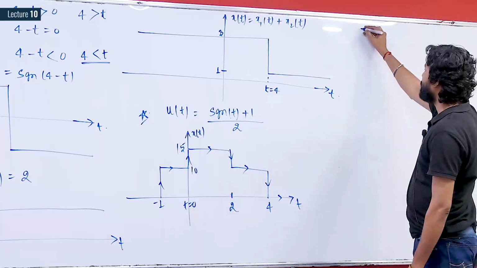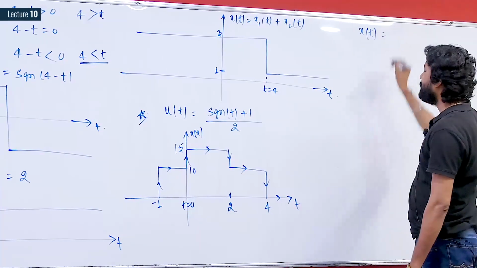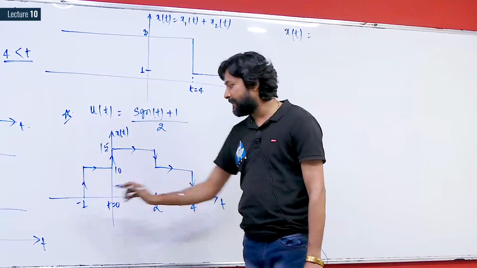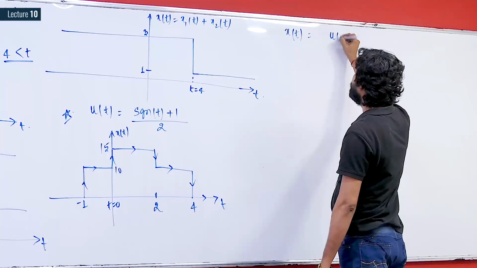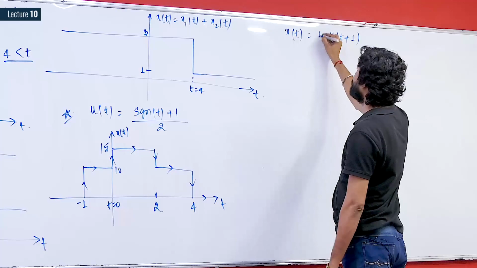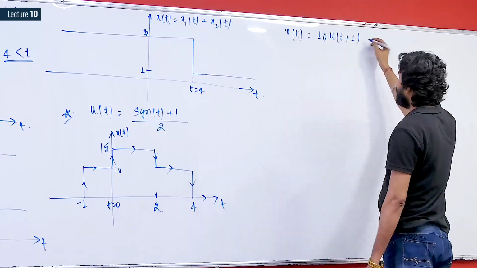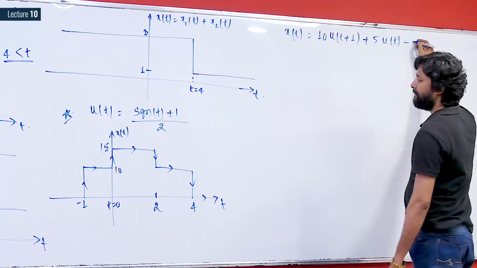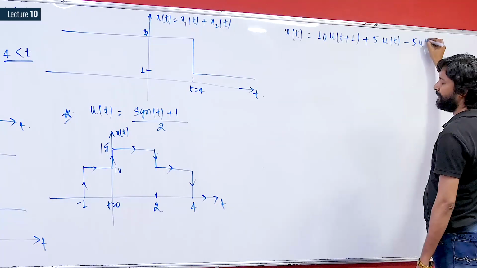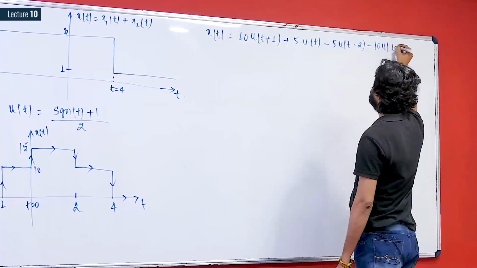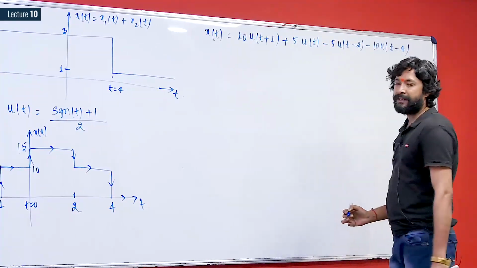To write the expression in terms of step functions, we will write expressions only at the arrow marks, and the first arrow is at minus 1. So the function will have the expression u of t plus 1, with change in amplitude plus 10. Now I can directly write it, and plus 5 u of t minus 2, minus 10 u of t minus 4. So we can write this expression.